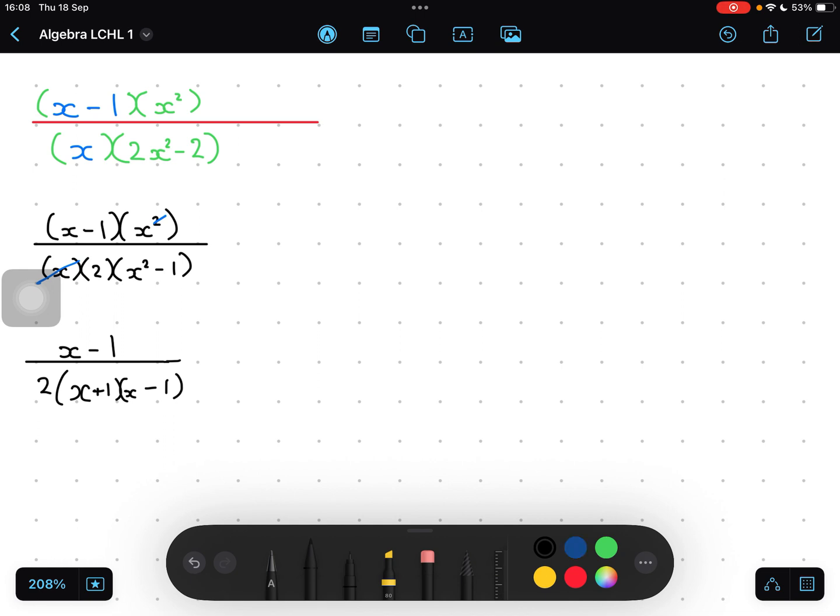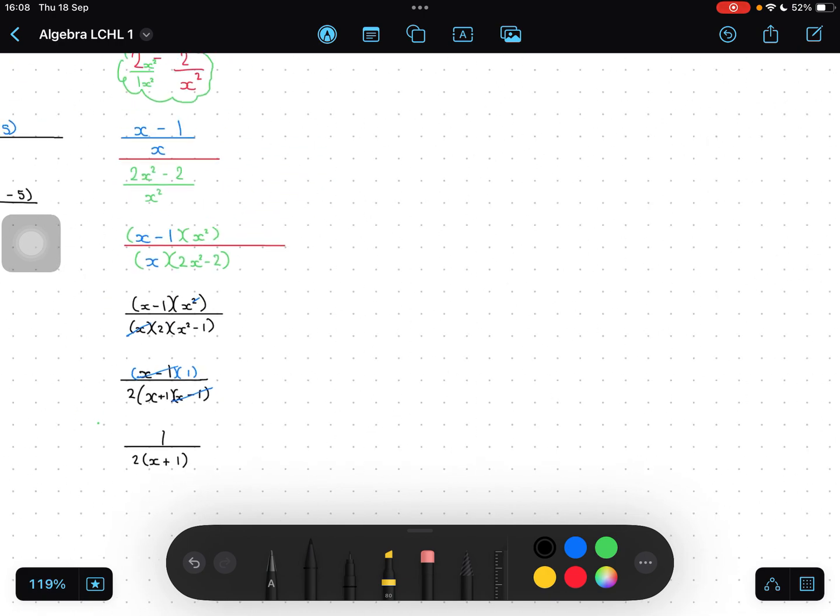Now do I have anything in common? Yeah, on the top and bottom line. If I want to make it clearer what it's multiplying on the top line, it can be multiplying by 1. x minus 1 is multiplying the full top line, and x minus 1 is multiplying the full bottom line. So I am going to be left with 1 over 2 by x plus 1. So that there is my final answer.